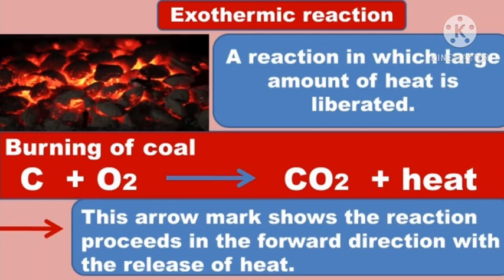There are different types of reactions. One among them is exothermic reaction. A reaction in which a large amount of heat is liberated is called an exothermic reaction. Look at this equation. Burning of carbon is an exothermic reaction. In this reaction, a large amount of heat is liberated and the reaction proceeds in the forward direction.